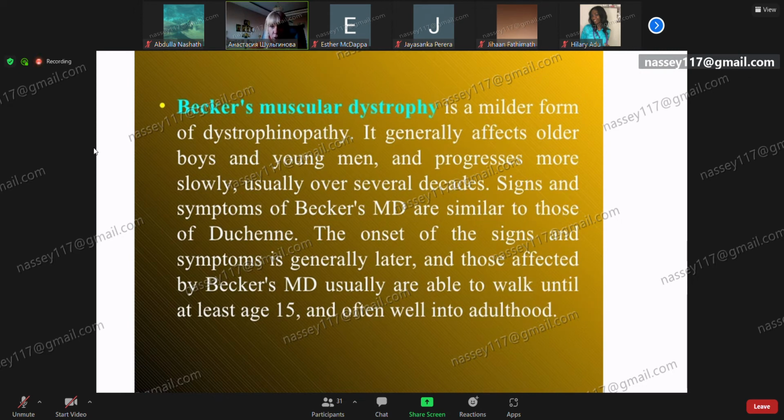So the onset of the signs and symptoms is generally later, and those affected by Becker's muscular dystrophy usually are able to walk until at least age 15 and often well into adulthood. We said before that in Duchenne muscular dystrophy the dystrophin protein is absent. In Becker's, it is present, but the level is decreased.